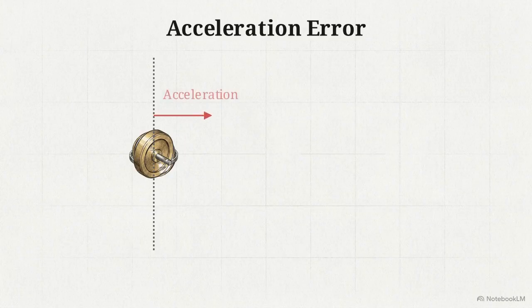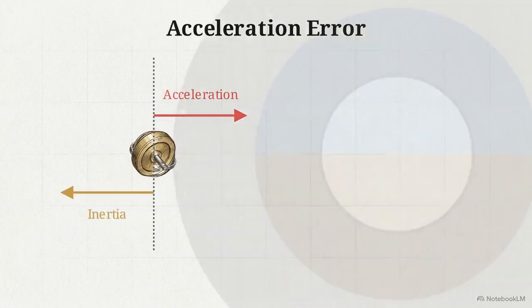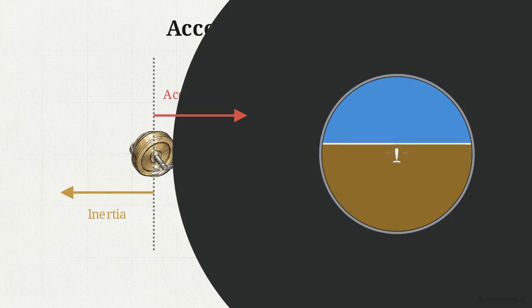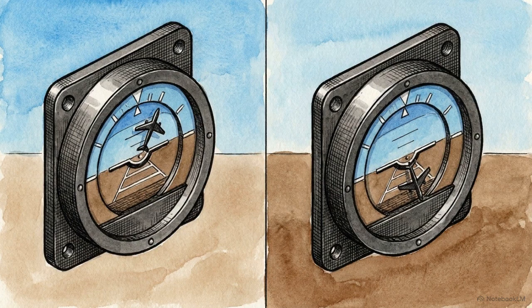The second is acceleration error. When the aircraft undergoes rapid linear acceleration, inertia forces the erection mechanism to pitch the horizon bar. This creates a specific illusion. Acceleration registers as a false nose-up attitude, while deceleration reads as a false nose-down attitude.